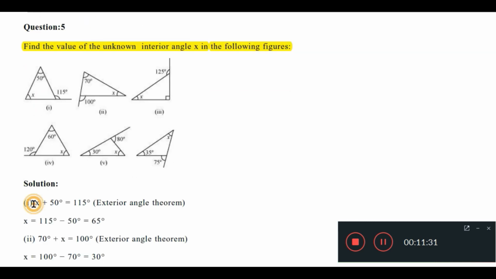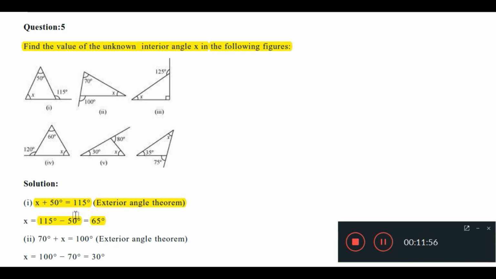So here you have the solution. We know that x plus 50 equals 115 degrees. Reason: exterior angle property of a triangle. So to calculate the missing angle, you need to transpose 50 to the right hand side. Okay, so what is the value? x equals 115 minus 50 degrees, which equals 65 degrees. Like this, you have to solve the remaining questions.